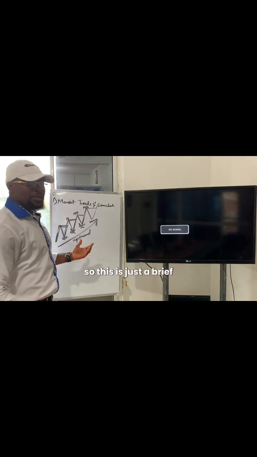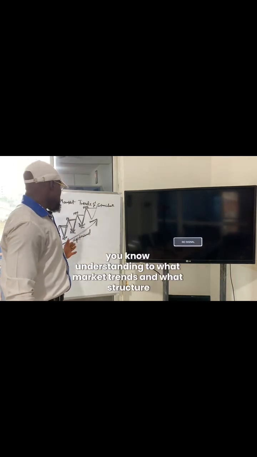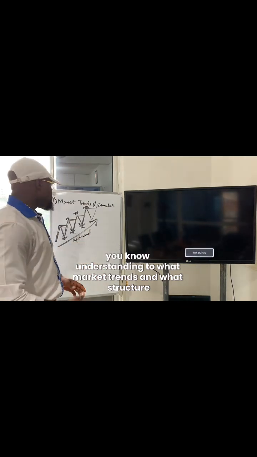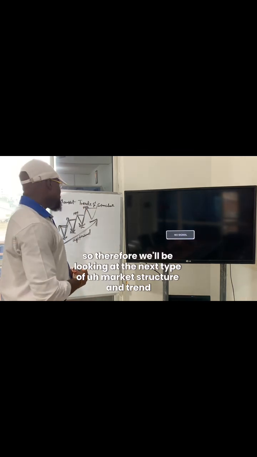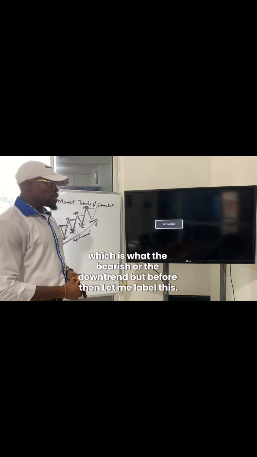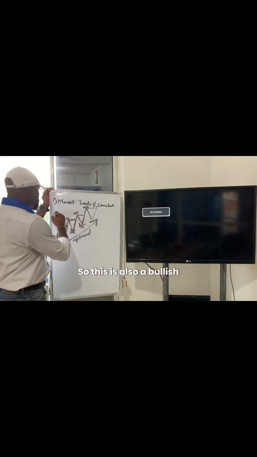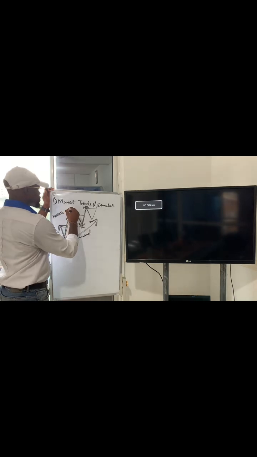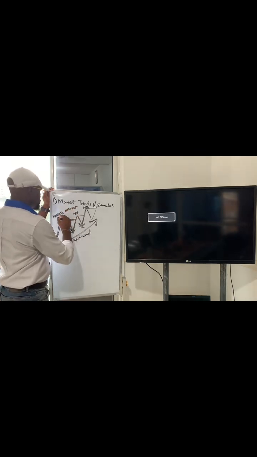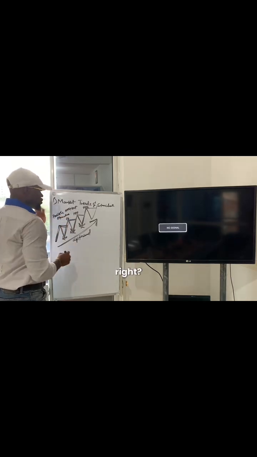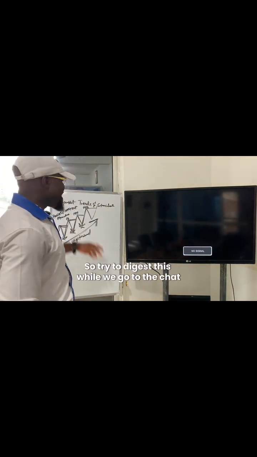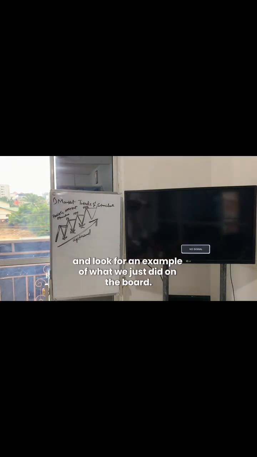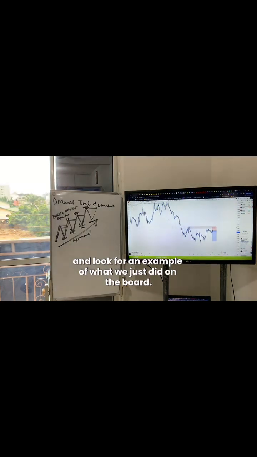So this is just a brief understanding of market trends and structure. Therefore, we'll be looking at the next type of market structure and trend, which is the bearish, or the downtrend. But before then, let me label this. So this is also a bullish market structure, right? So let's just stop here for now. Try to digest this while we go to the chart and look for an example of what we just did on the board.